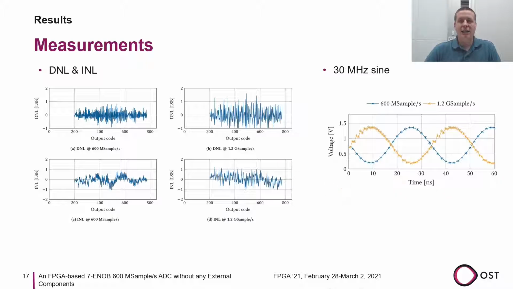On the right side, the measurement of a 30 MHz sine is provided. The blue curve shows the measurement with the 600 megasample ADC, while the orange curve shows the measurement with a sampling rate of 1.2 gigasample. As you can see, the 30 MHz sine is clearly visible.